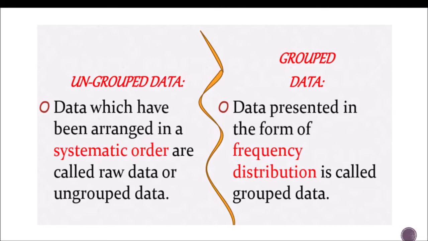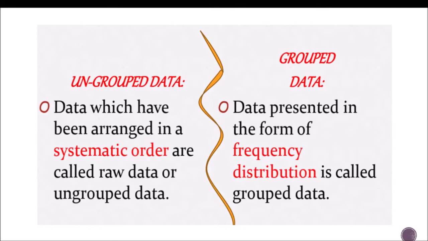Data which have been arranged in a systematic order are called raw data or ungrouped data. So they are just data collected and we just arrange them from highest to lowest or from lowest to highest, or ascending to descending order. So that is ungrouped data.